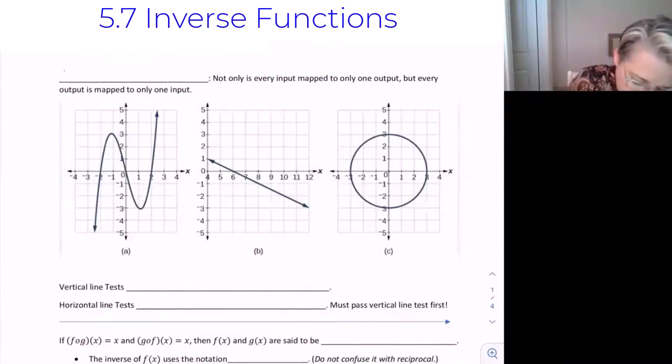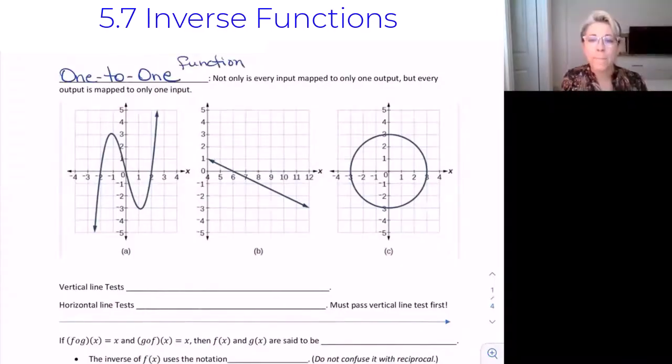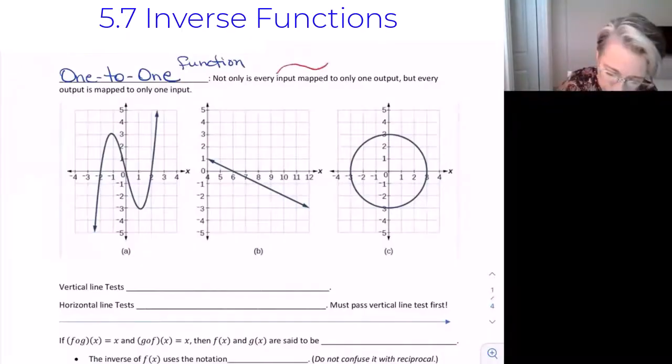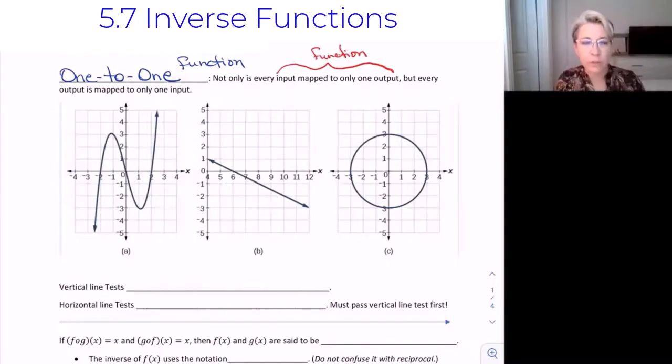Well, let's first define what a one-to-one function is. Not only is every input mapped to only one output, that makes it a function, so it has to be a function first, but then every output is also mapped to only one input. Okay, so it's a monogamous relationship.